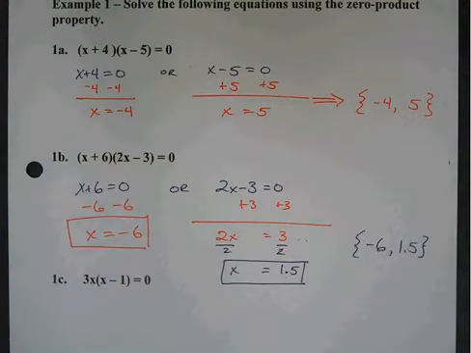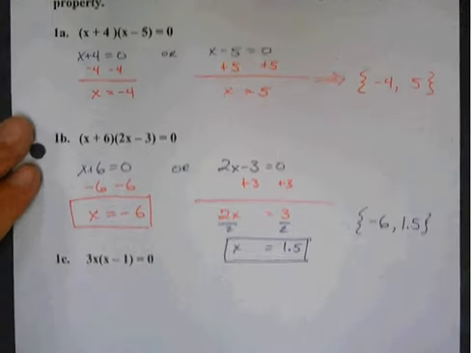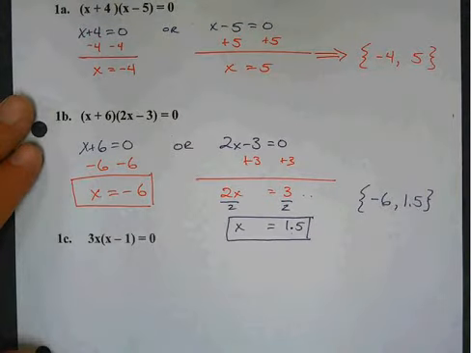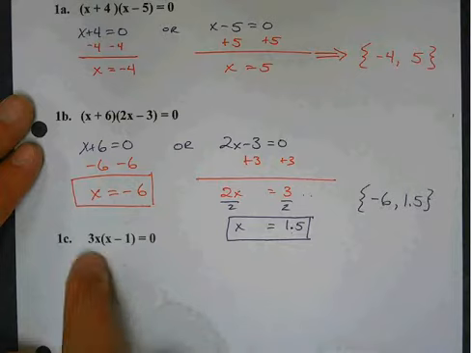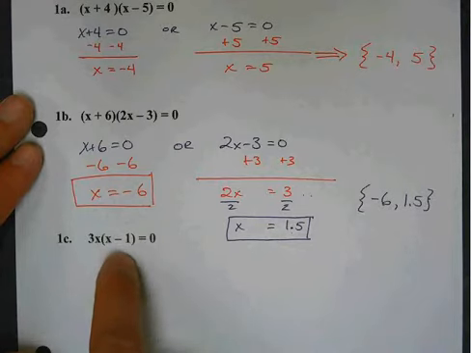Practice writing your brackets. I know some of you don't like writing them, but just practice. Go slow, practice writing your brackets. 2 factors, 2 answers. 3 factors, 3 answers. 1 factor, 1 answer. On 1c, how many factors are there? How many x's are there? 2. There's an x there and there's an x there. So you probably have 2 answers.